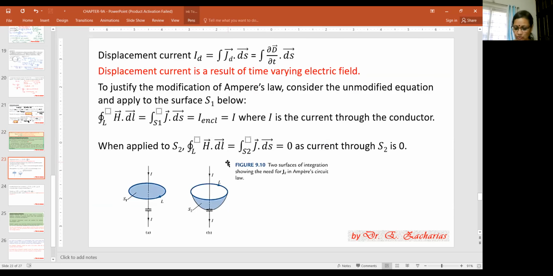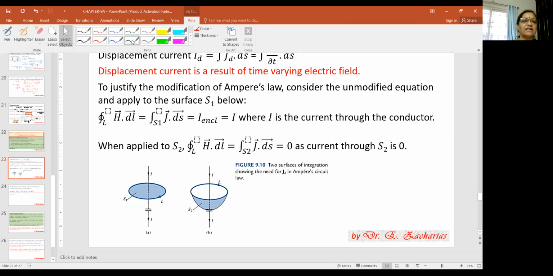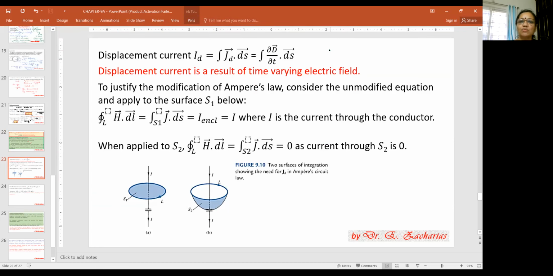Now let's go a little ahead. Till now we have been talking of this displacement current density. Now let's talk about displacement current itself. You know the relationship between current and current density, so from that we write ID equal to integral JD dot dS. And we have also seen that JD is dou D by dou t.